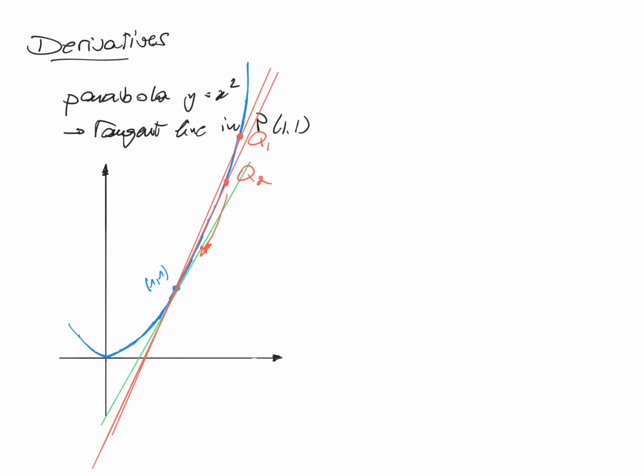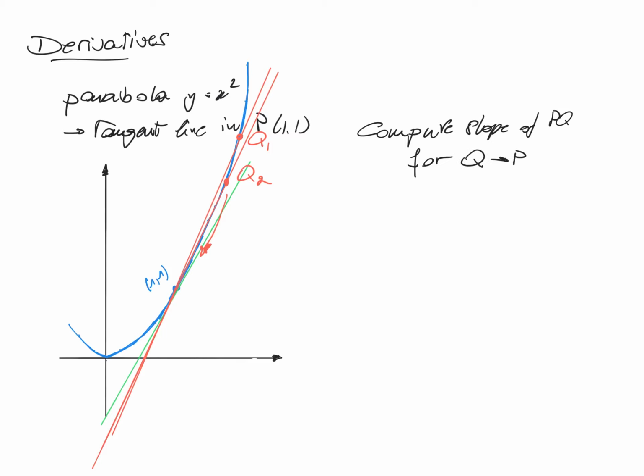So what we did was approximate the slope. We chose a nearby point Q, and we moved this point closer and closer to the point P on the parabola. And then we computed the slope for PQ, for Q going towards P.